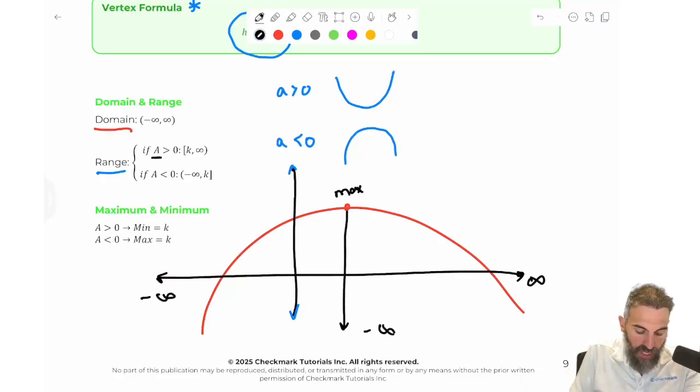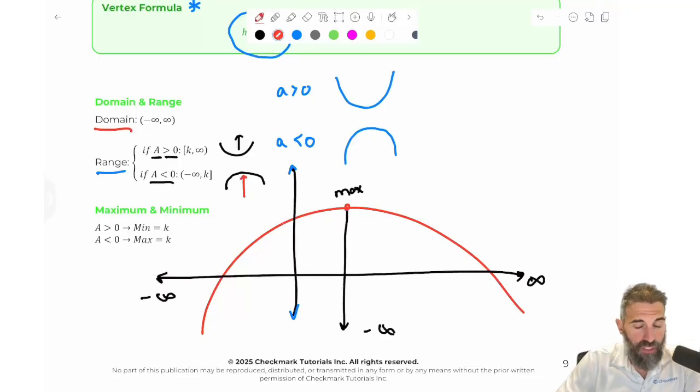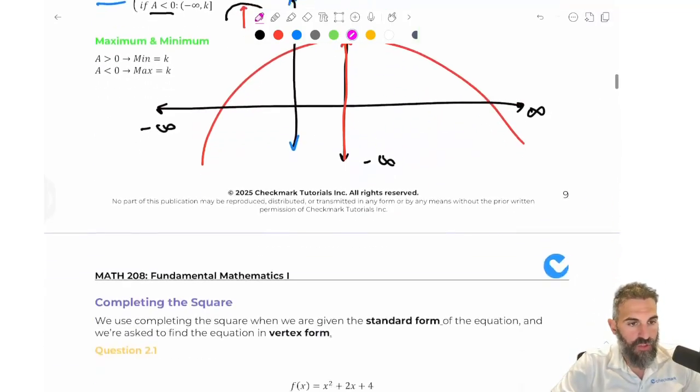If your a is positive, you'd be smiling, so your range is from your vertex up to positive infinity. But if your a is negative and you're frowning, then your range is from negative infinity, but only up until that maximum, like in this case here. That might seem overly technical, but as we start working through some exercises, you'll see that the graph basically tells you exactly what you're supposed to do.